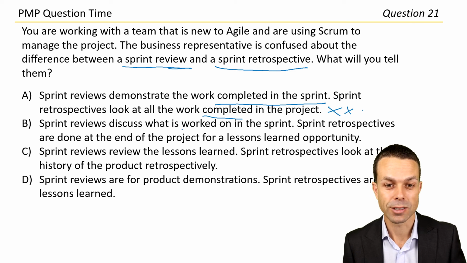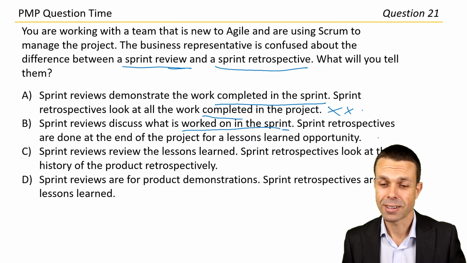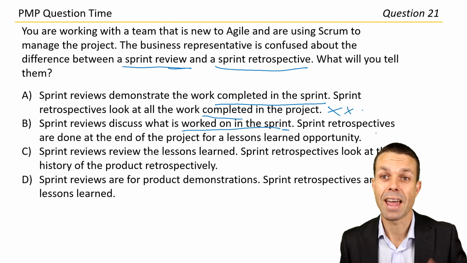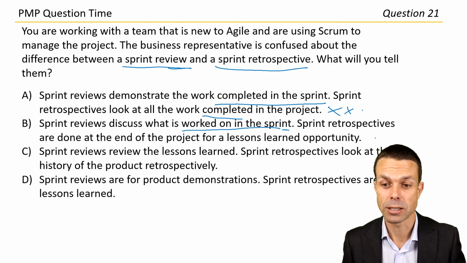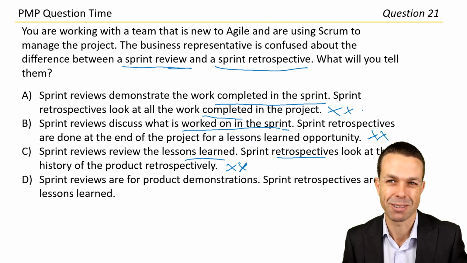Sprint reviews discuss what is worked on in the sprint. That seems right as well. Sprint retrospectives are done at the end of the project for a lesson learned opportunity. I mean, you can do that, but we want retrospectives done at every iteration, at the end of every iteration. So probably not that one either. Sprint reviews review the lessons learned. Sprint retrospectives look at the history of the product retrospectively. No, definitely not. I don't know what that means actually. I mean, it's definitely not that.